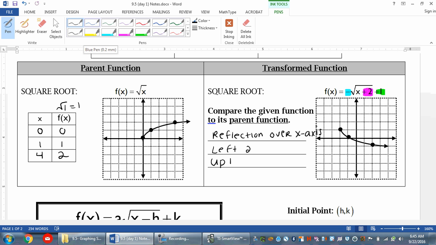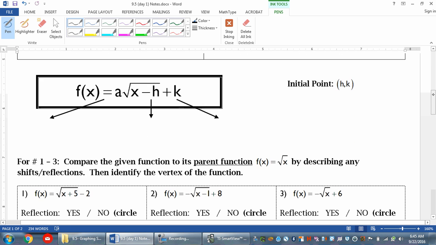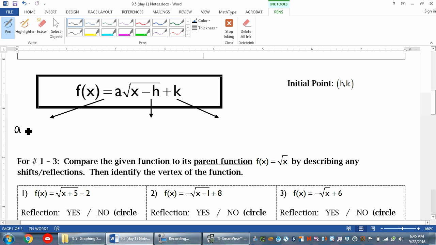So anything under the square root is going to tell me my horizontal, so left or right movement. And remember, that's always going to be opposite. And the plus 1, the number outside of the square root, will give me my vertical shift. If there's a negative in front of the square root, that will tell me any vertical flips. So if A is equal to negative 1, it's a vertical flip. There's a reflection. So it's going to be an upside down eyebrow.